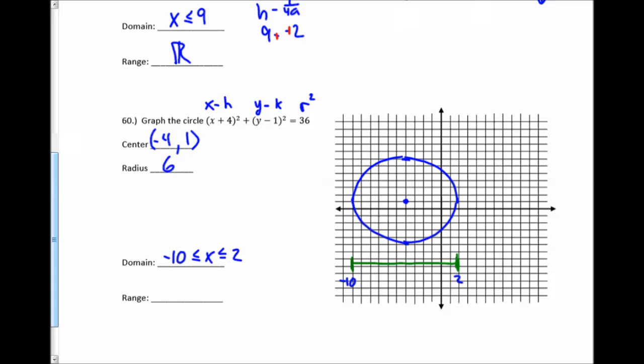For the range on this one, it looks like it starts down here and it goes up to this value up here. So it looks like my highest value is a positive 7. My lowest value is a negative 5. So it goes from negative 5 to positive 7. And that's it. Okay. So I've just listed my domain and range just by looking at the graph and seeing which x values and which y values are covered.